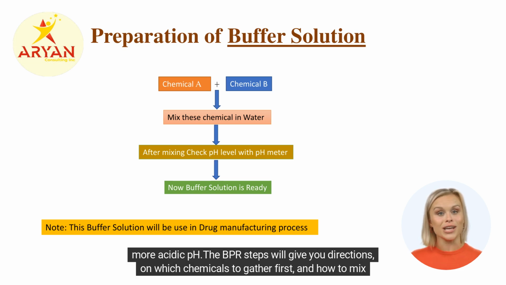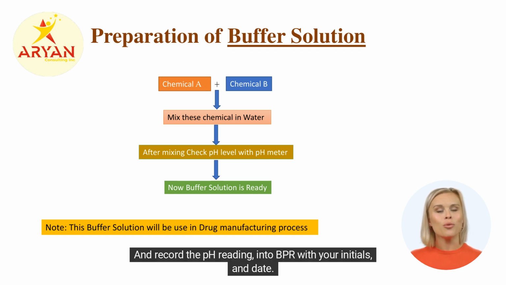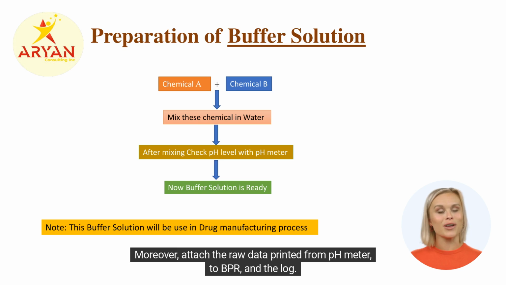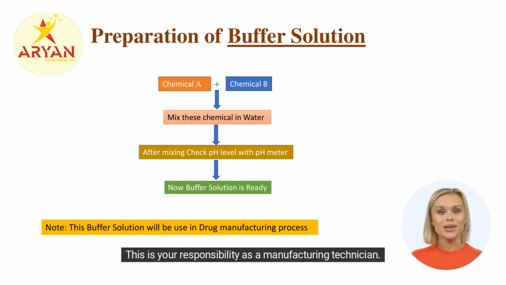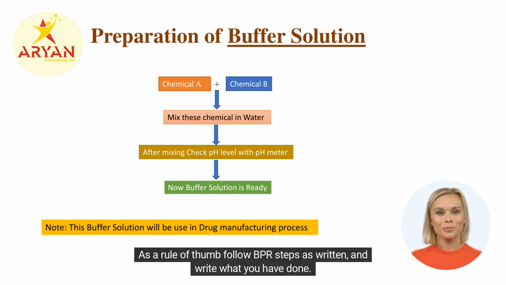The BPR steps will give you directions on which chemicals to gather first and how to mix these chemicals to get to the final desired buffer. And record the pH reading into BPR with your initials and date. Moreover, attach the raw data printed from pH meter to BPR and the log. This is your responsibility as a manufacturing technician. As a rule of thumb, follow BPR steps as written and write what you have done.